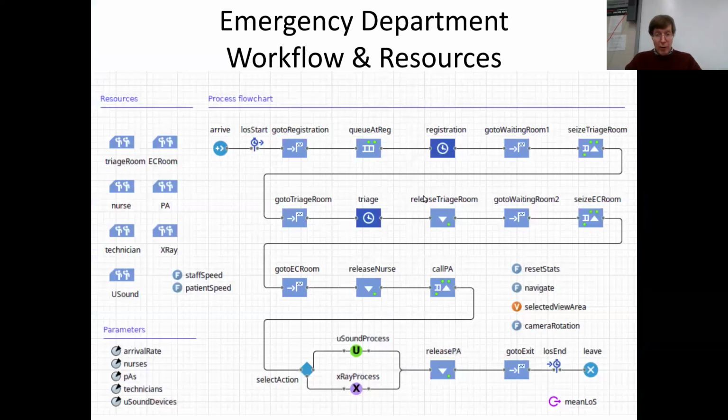In those blocks are various requirements for having access to or seizing resources: seizing triage rooms, for example, being allocated a nurse, awaiting availability of an ultrasound machine or an X-ray process. These are characterized hierarchically in ways that abstract away from the details, but in a way that can be plugged in there. They're also requiring a physician assistant, etc.